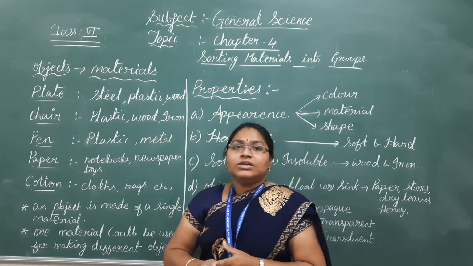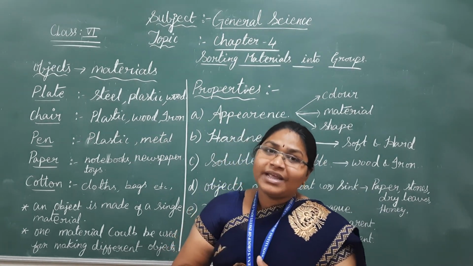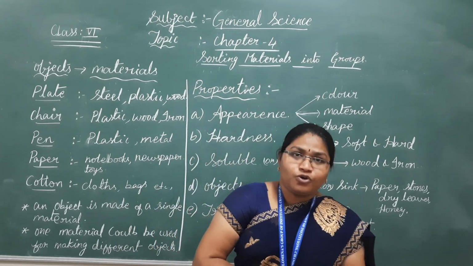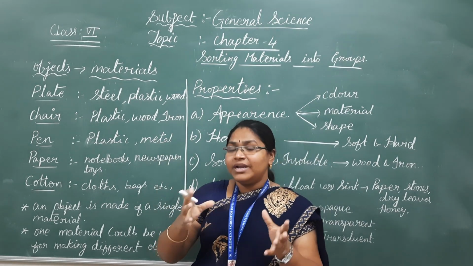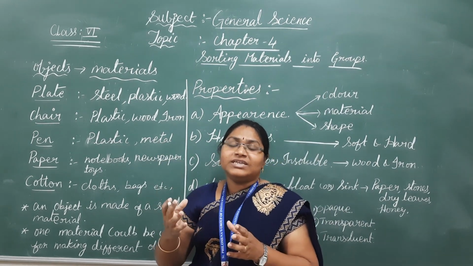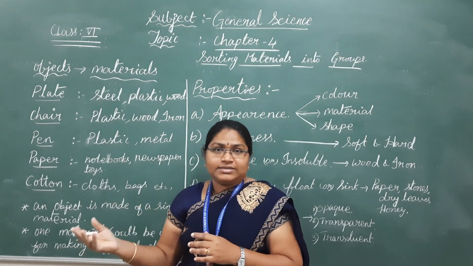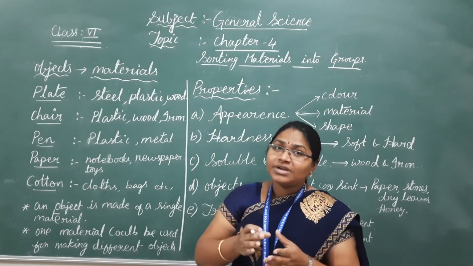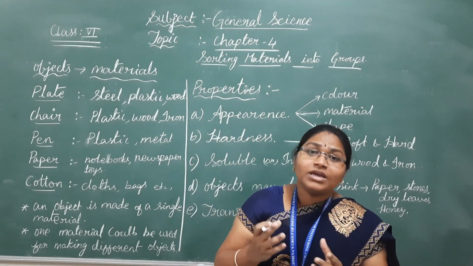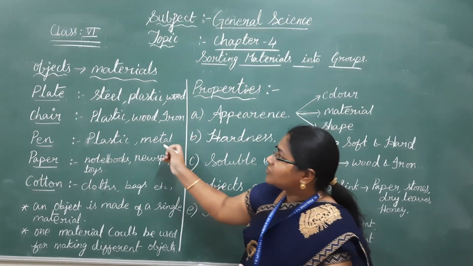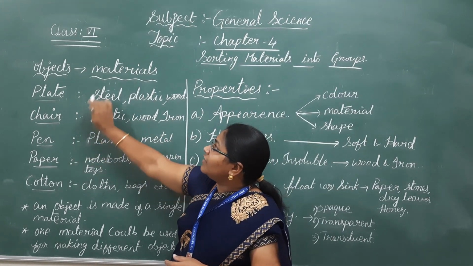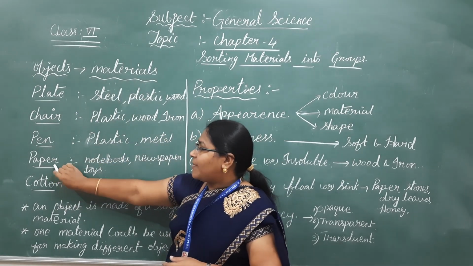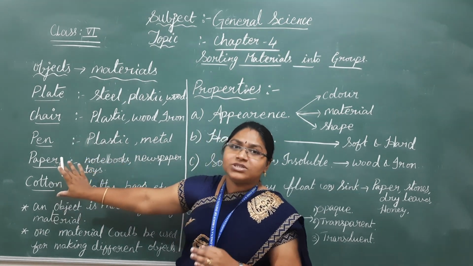So every object possesses some properties, and based on those properties, we can separate objects or materials into groups. For example, we can make some objects by using different materials. But sometimes, by using one material, we can make different objects. Here, suppose for example, some objects which can be made of, suppose here material I have given. First, the objects we will see: plate, chair, pen, paper, cotton. So these are some of the examples of objects I have given.